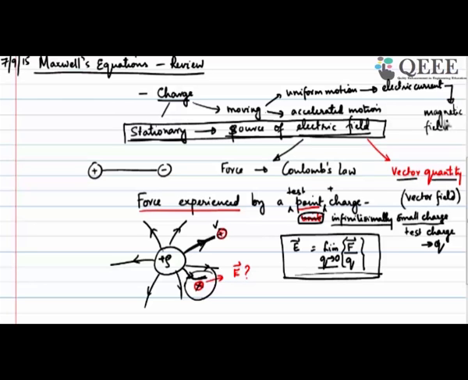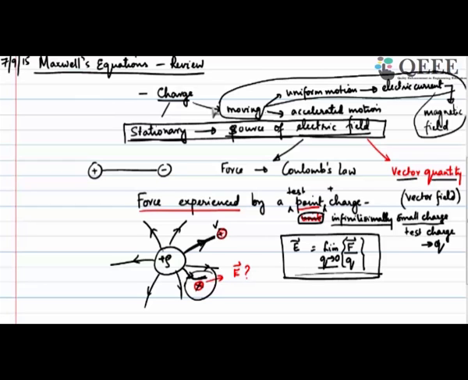So the point here is, a stationary charge is a source of electric field. A moving charge which is undergoing uniform motion is a source of magnetic field. So it's the charge which is producing both electric field and magnetic field. When it is at rest, it produces an electric field. When it moves, it produces a magnetic field.